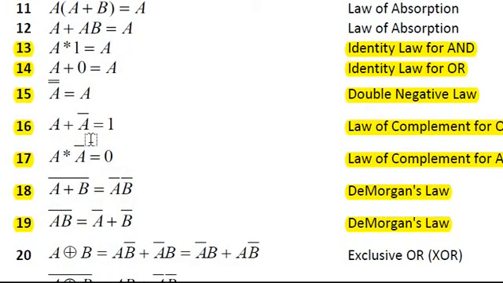Here, when you have opposites, true or false, with OR, you're going to get 1. Opposites with AND always become 0. Those are the two laws of complement for OR and AND.